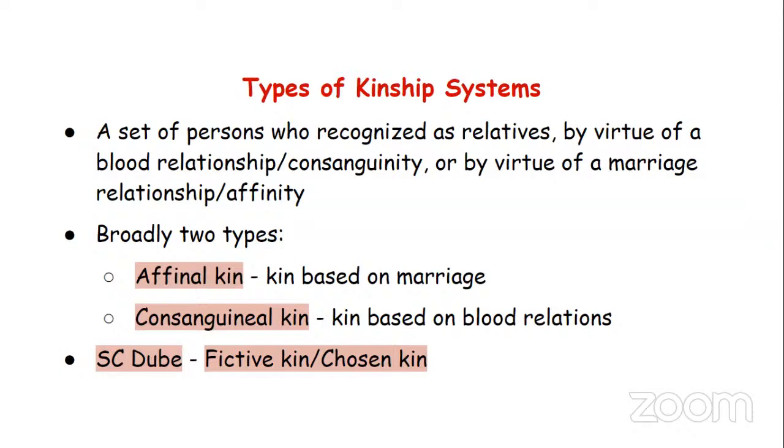Then broadly, these kinship systems are of two types. Yesterday we studied this. They are affinal kin and consanguineal kin. Affinal kinship is based on marriage, and consanguineal kinship is based on blood relations. Then he also talked about another kind of kinship, which is fictive kin or chosen kin. We discussed this yesterday, so I'm not going to explain each of these terms. If you haven't watched yesterday's class, please go and watch it, where we discussed a lot of kinship terms, kinship types, and types of marriage, so that you get an idea about the whole kinship system.